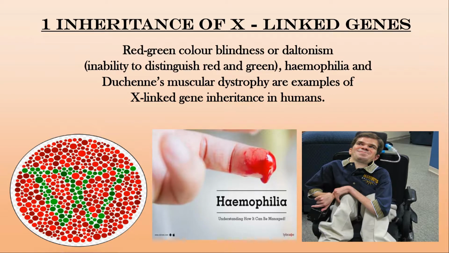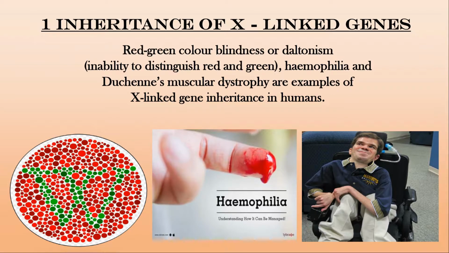Red-green color blindness, which is otherwise called daltonism. With daltonism, the person will not be able to distinguish between red and green. That condition is called daltonism or red-green color blindness.